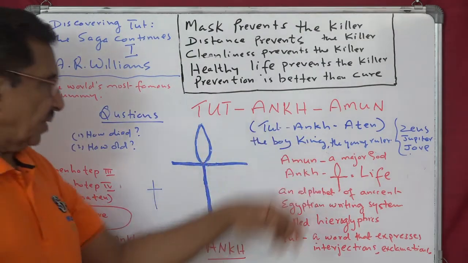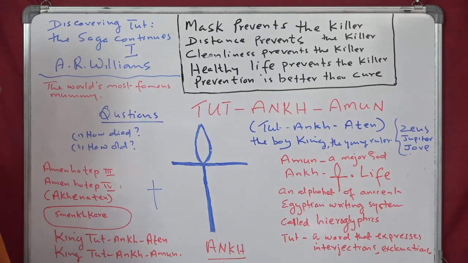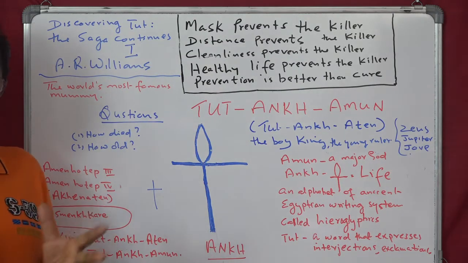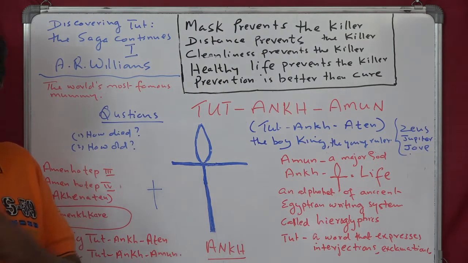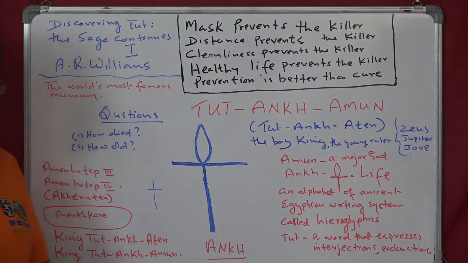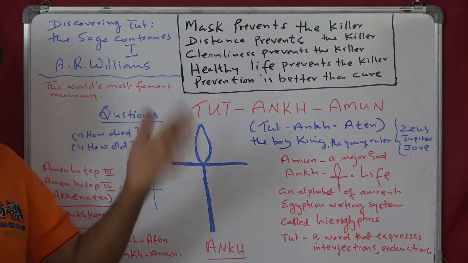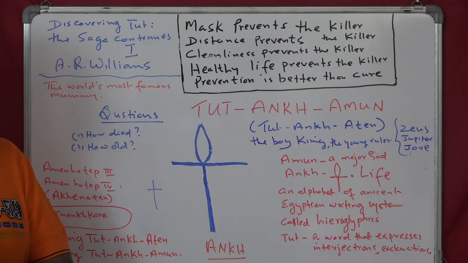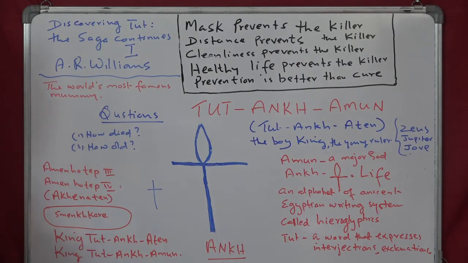What is the meaning of this? And then you should also know the background about that dynasty. Dynasty means a family, a line of kings, one after another, predecessors and successors.